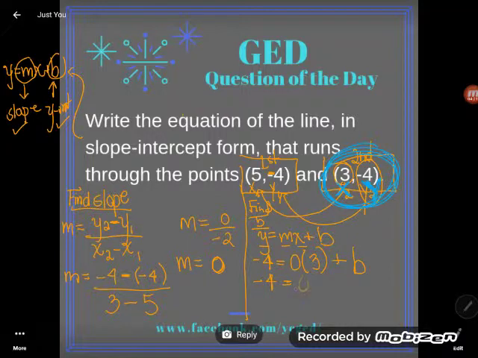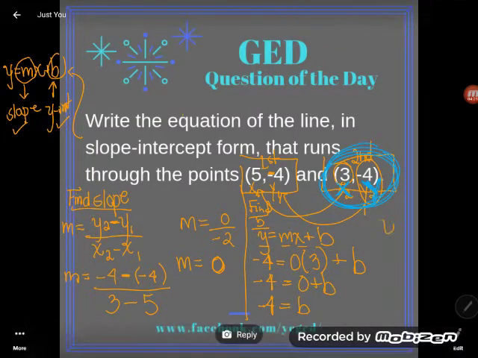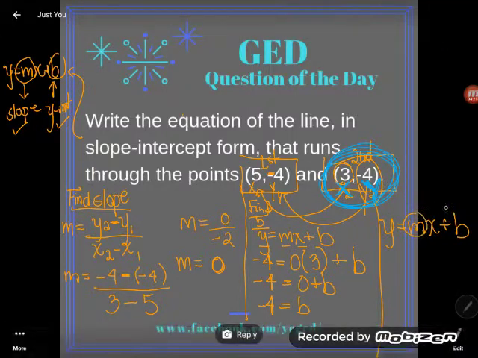So let's take a look at what happens. Well, 0 times 3 is, of course, 0. And 0 plus b is just b. And so I figure out that my b is -4. My y-intercept is -4. Now I can plug both my m and my b into the equation. So that's the final thing we'll do. We'll substitute in a number for our m and our b. That's how we write the equation of a line. So my m is 0, of course, and my b is -4.